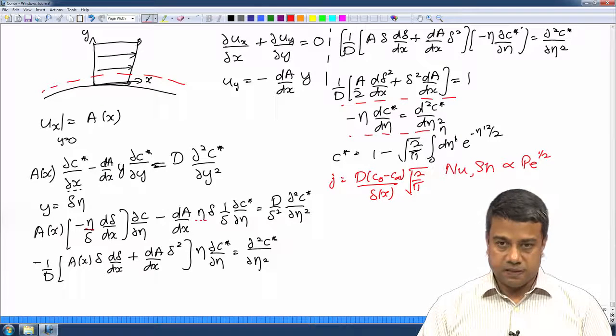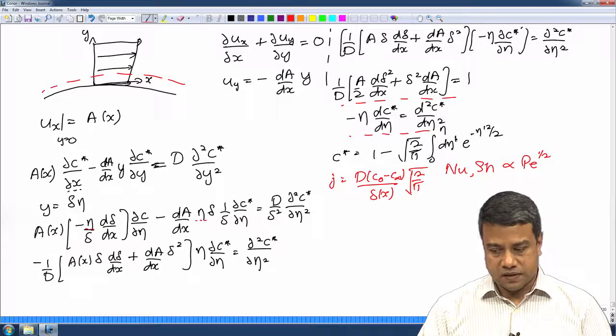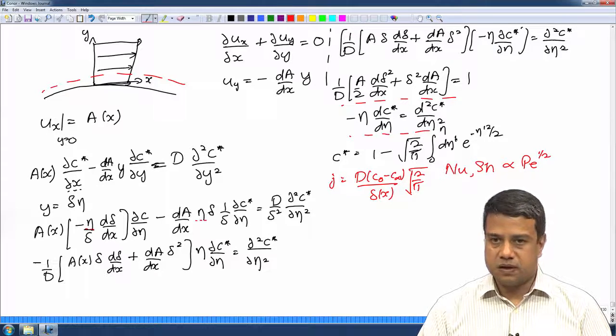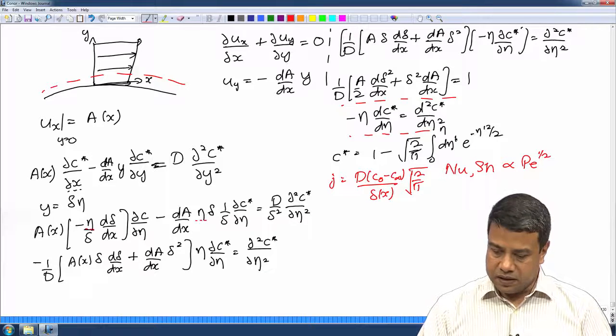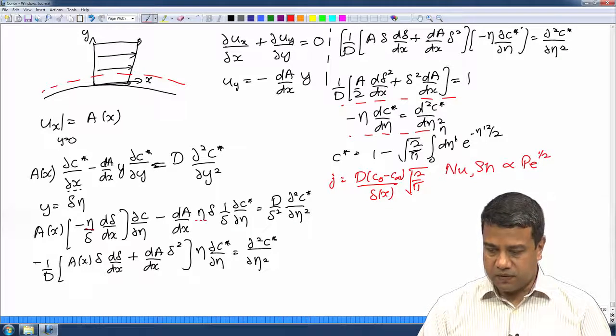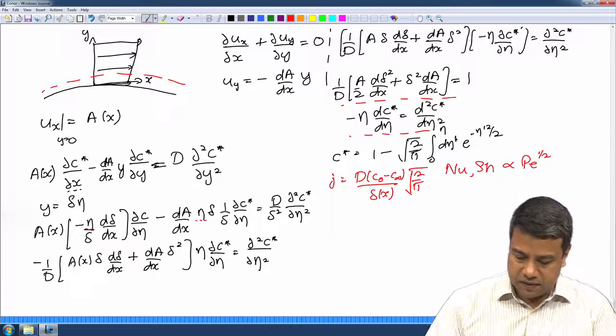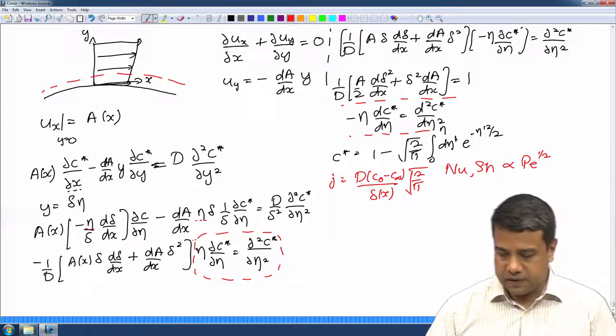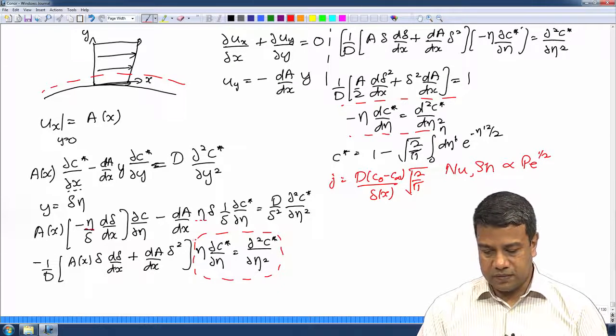When we have a slip condition at the surface, the velocity is non-zero. Therefore, if the tangential velocity is non-zero, normal velocity has to increase linearly from the surface, because at the surface itself the normal velocity has to be 0 due to the no penetration condition. In that case, once again we get a common framework for the equation for the concentration field as a function of the similarity solution.